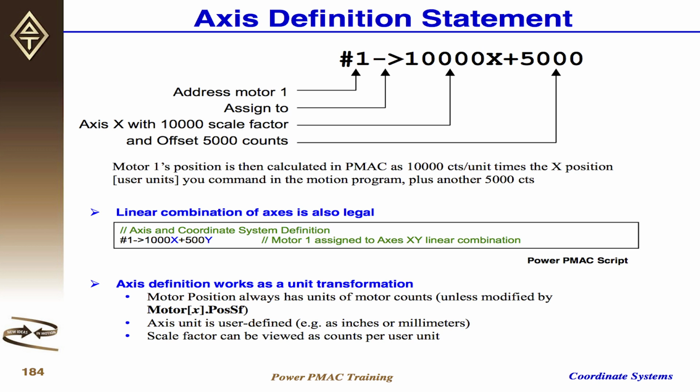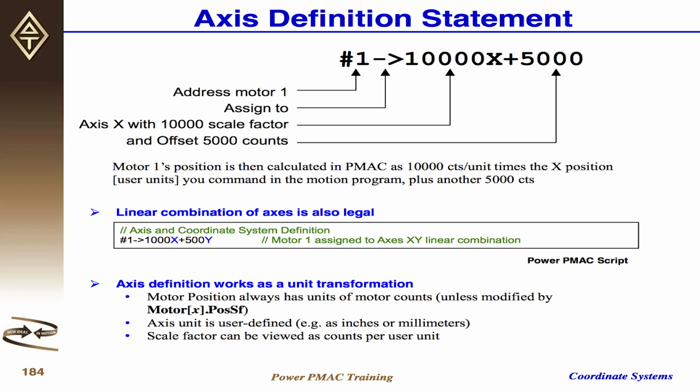Now, on the left here, we have some legal statements, and on the right here, we have some statements that PMAC won't necessarily tell you are wrong, but will not behave like you want them to. So on the left, we have #1->X in coordinate system 1, and #2->X in coordinate system 2. Perfectly fine. If I issue an X command in coordinate system 1, motor 1 will move. If I issue an X command in coordinate system 2, motor 2 will move. It doesn't matter if I issue them at the same time or separately.